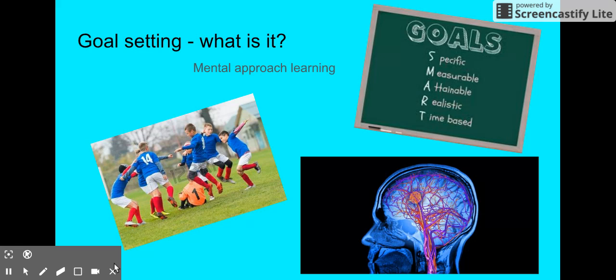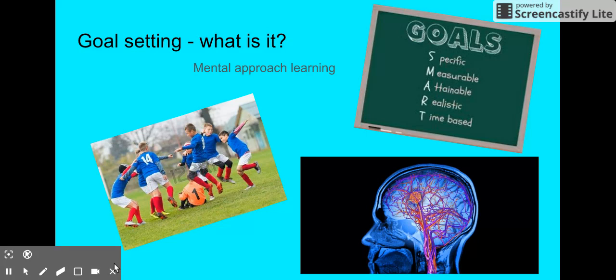Goal setting, what is it? Goal setting is a mental approach to learning, so it's techniques taking a more mental approach. It increases commitment towards goals, so it'll be setting a goal such as we need to win the next match that we play, something like that. They must be specific to the individuals and team, and related to the context, age, ability and event, etc. It also encourages performers to be more focused and learn to overcome setbacks.